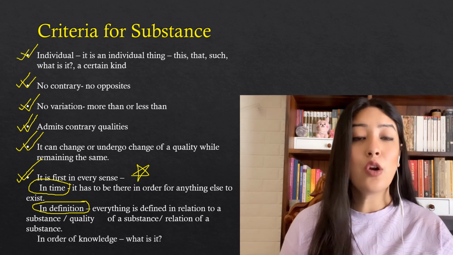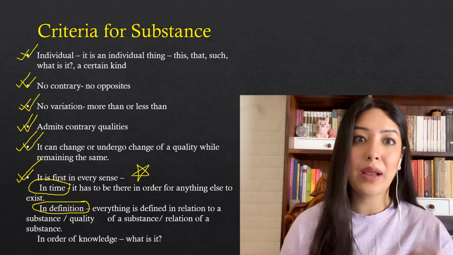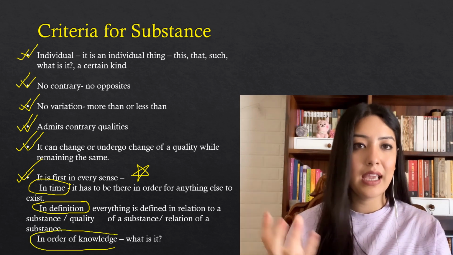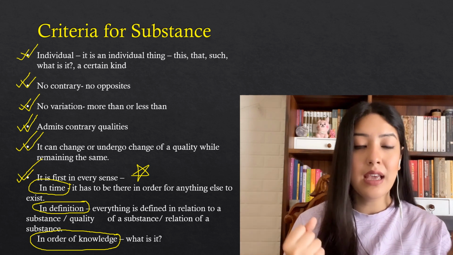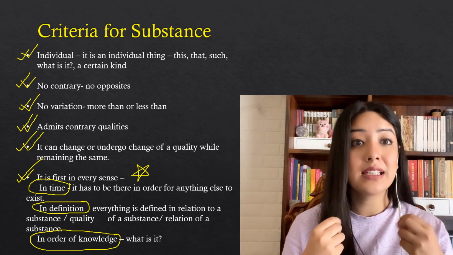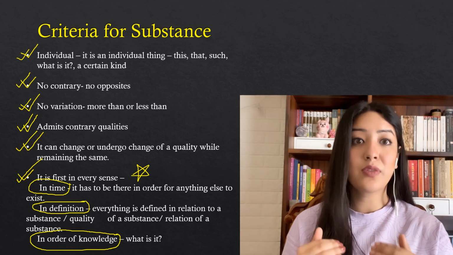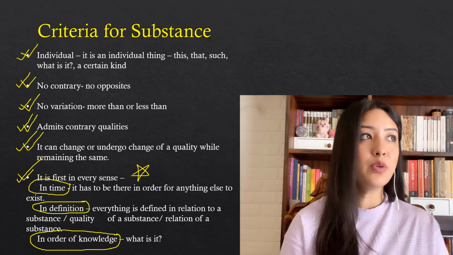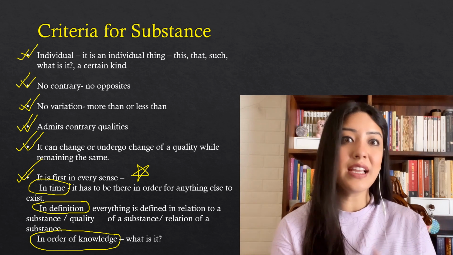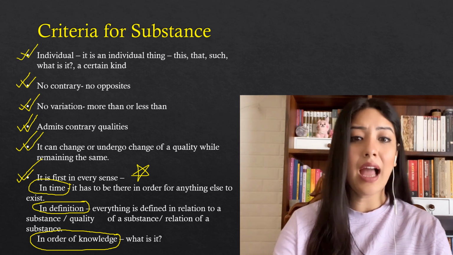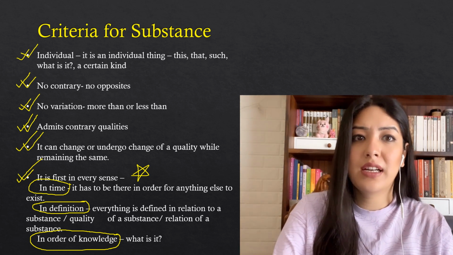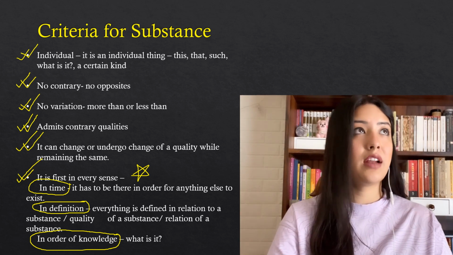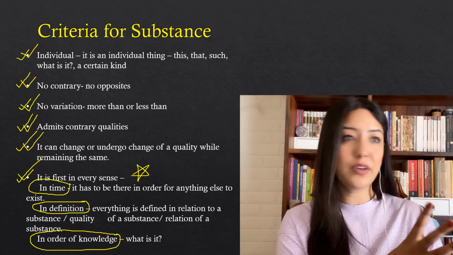Then we have the order of knowledge. It comes first, primacy of substance. In order of knowledge, when we actually gain knowledge about things around us, substance is what we get to know first. It comes first in the order of knowledge, according to Aristotle. So whenever we see anything, we ask, what is it? I'll look at a car and say, what is that? I'll look at a laptop and say, what is this? And then I'll look at a tree and say, what is that? How does it differ from this?